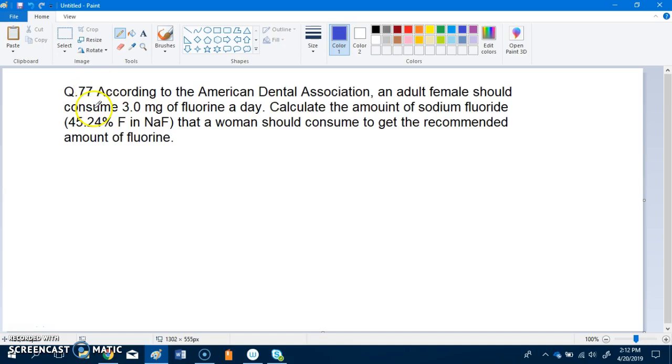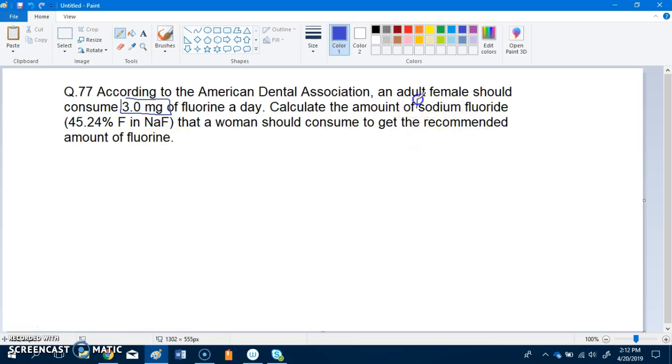So we're looking at question 77 at the end of the Unit 6 chapter. And the question is, according to the American Dental Association, an adult female should consume 3.0 milligrams of fluorine a day. Calculate the amount of sodium fluoride that a woman should consume to get the recommended amount of fluorine.